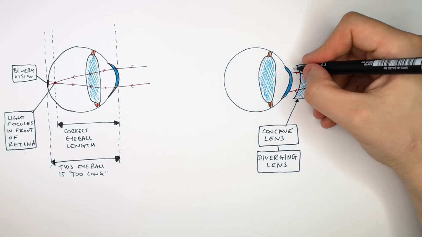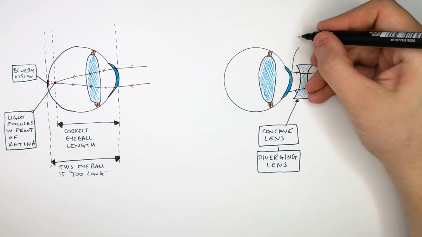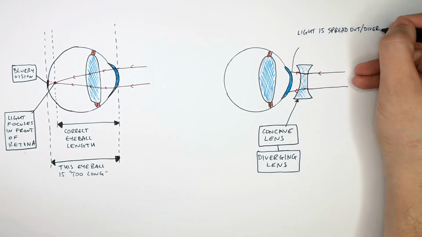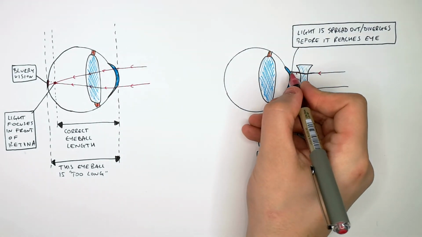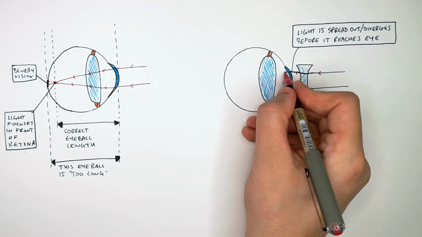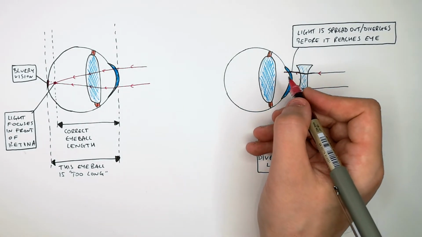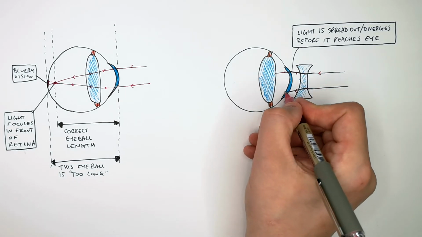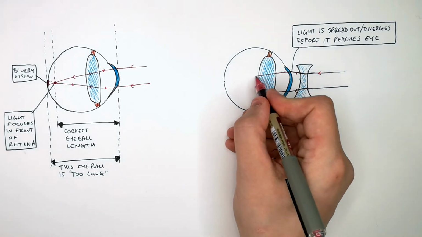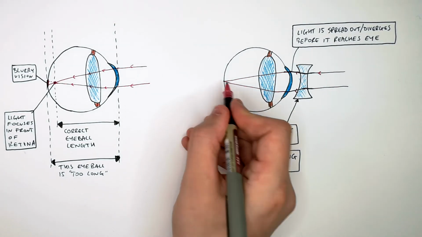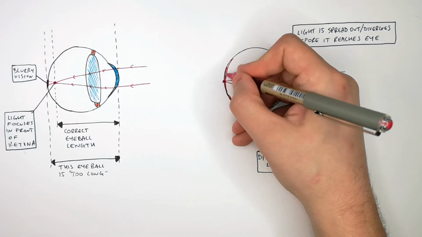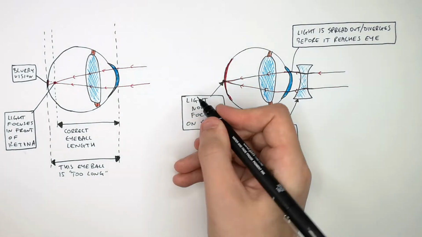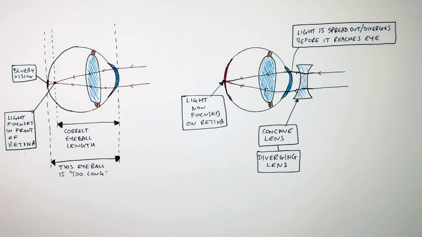So a concave lens or a diverging lens is going to cause the light to spread out or diverge before it reaches the eye. The cornea is then going to refract the light onto the lens. So it's going to cause the light to bend back towards the lens. The lens then causes the light to refract or bend back towards the retina, and it focuses the light onto the retina. So the longer your eye or the worse your eyesight, the thicker your concave lens is probably going to be.